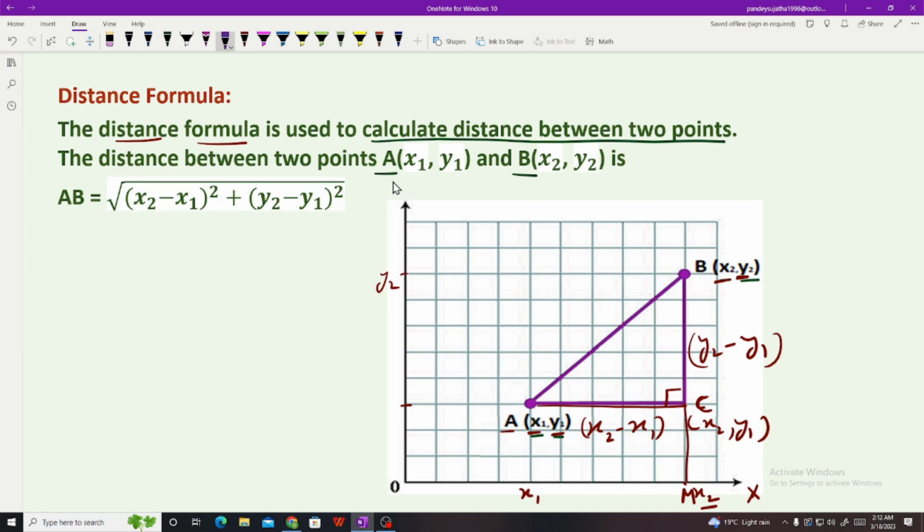Now let's see how to find the distance between two points using the distance formula. If I take the point A as (3, -4) and the point B as (-2, 5), to find the distance AB we are going to use the distance formula, that is, root of x2 minus x1 whole square plus y2 minus y1 whole square.